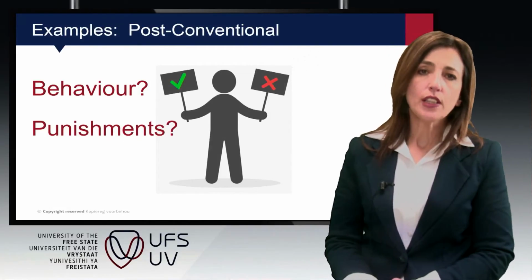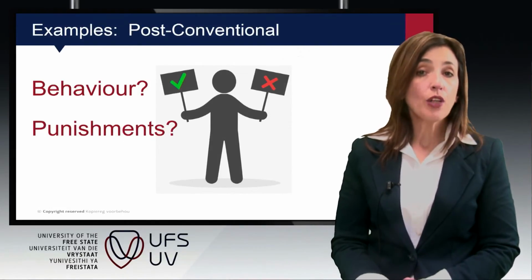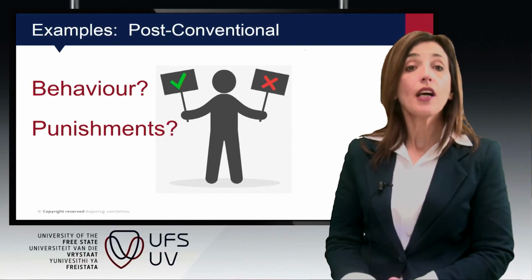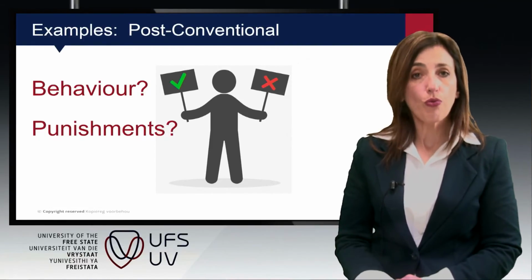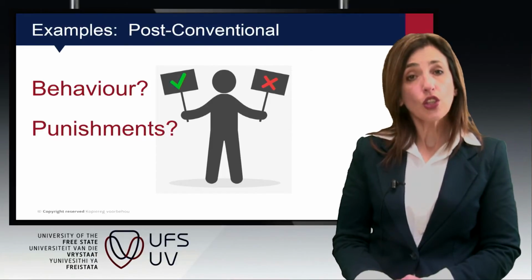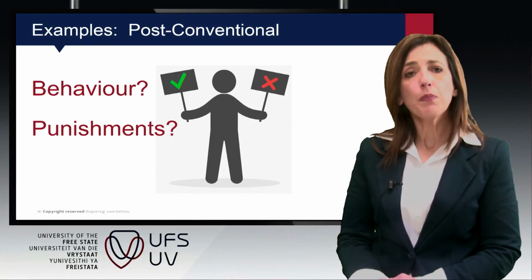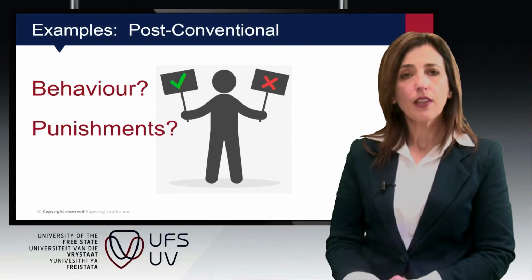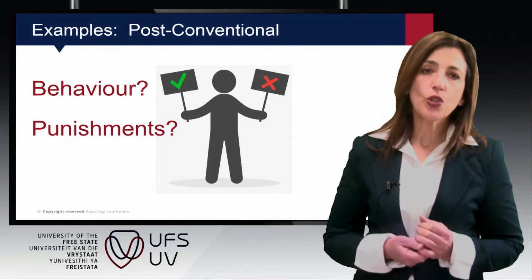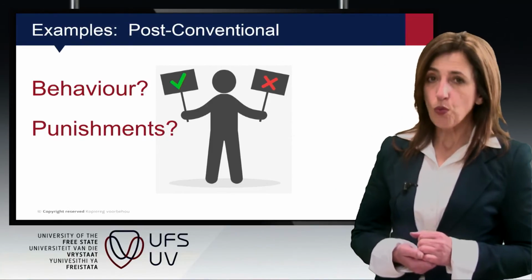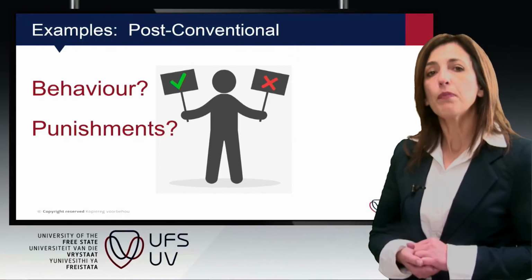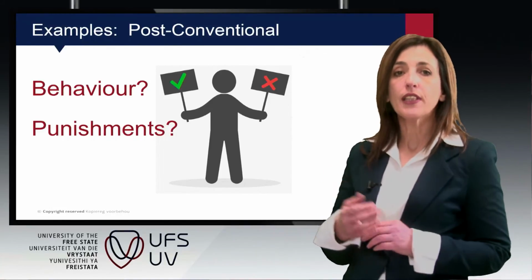A post-conventional example would be, at the beginning of the year, a class discusses what kind of classroom behavior is right or wrong, what kind of behavior it wants to have, and what should happen to people who break these rules. Kohlberg said that children could move from one stage to another when they discuss moral dilemmas with people who are at a more advanced level than they are.